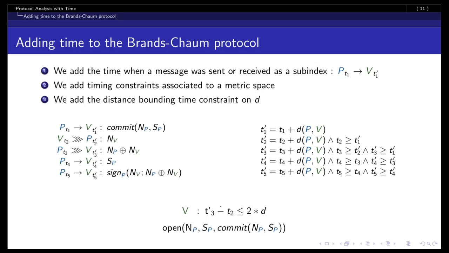And also, when the verifier receives the secret of the commitment and the signature, he needs to check if he is able to open the commitment. If everything is okay, all the communication will be completed.